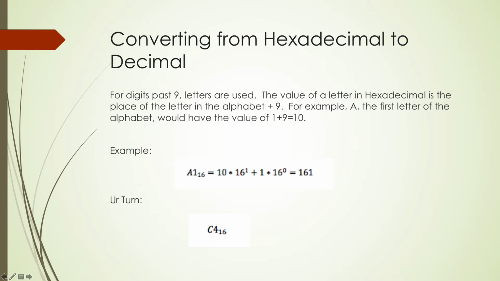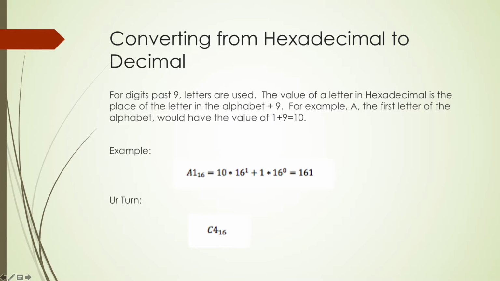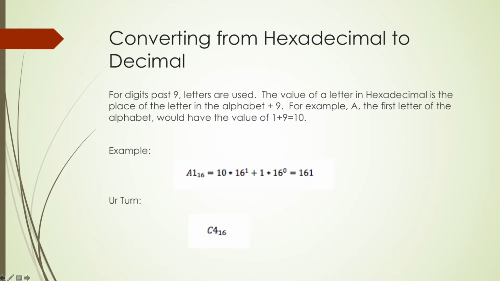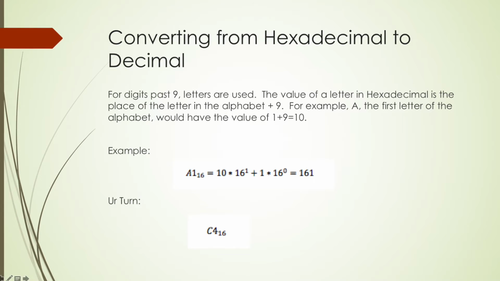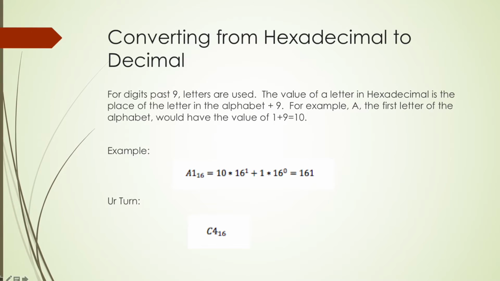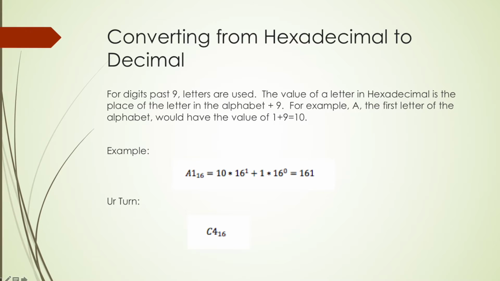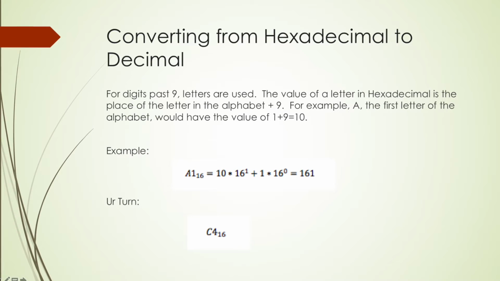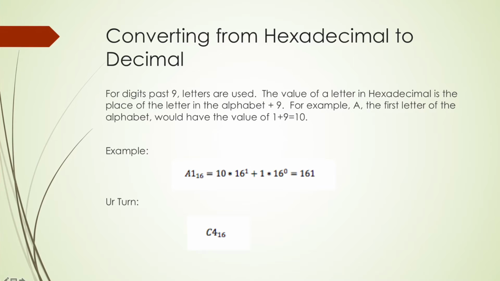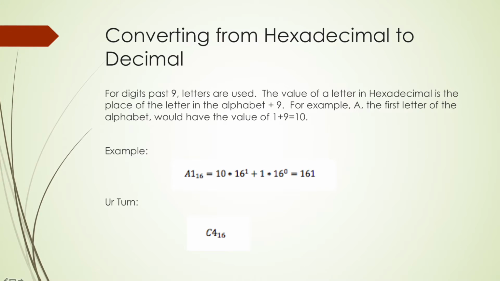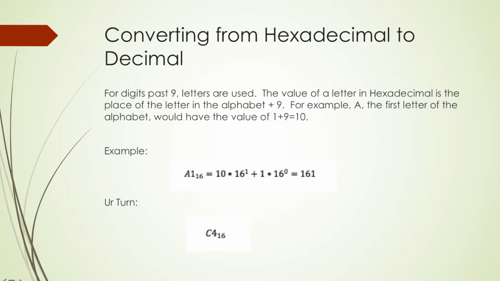So now we're going to try converting from hexadecimal to decimal. And again, since 16 is greater than 10, you're going to have to start using letters now to represent digits. The formula is the place value of the letter in the alphabet, and then you add 9. So A is the first letter of the alphabet, add 9, so that's 10. So instead of 10 like ten, it would be 10 as a digit. It's kind of weird, but yeah.